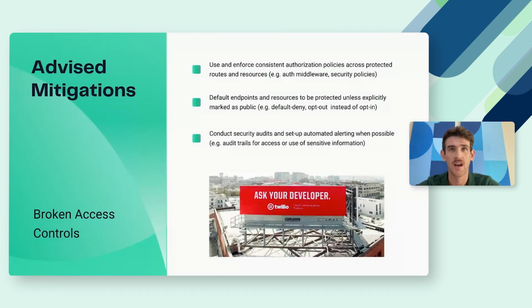So for some mitigations, typically you want to ensure you're enforcing consistent authorization across your various routes and resources, whether that's setting up auth middleware for your Express server or Next.js router, having a security policy for your cloud resources, ensuring you can set your endpoints and resources to be denied by default instead of public by default, and conducting important security audits to ensure that there isn't a way for someone to misconfigure something as public when it definitely needs to be private, through having automated alerting and access and audit trails.